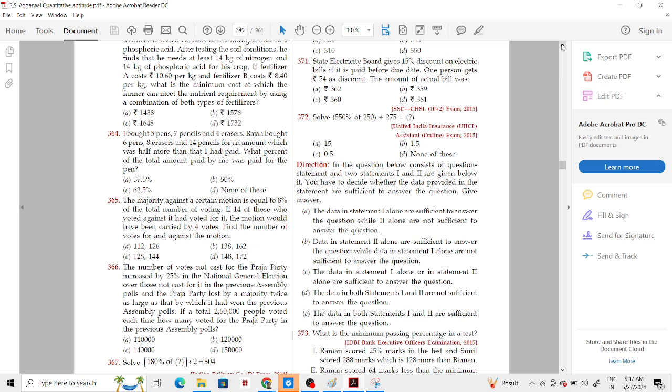Okay, okay. What is given, see, if 14 people who voted against it had voted for it, that means what, 14 people are there who have already voted for it. But if those 14 people had voted for it, then the motion would have been carried by 4 votes.